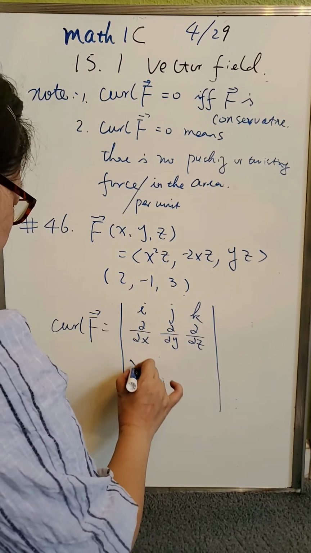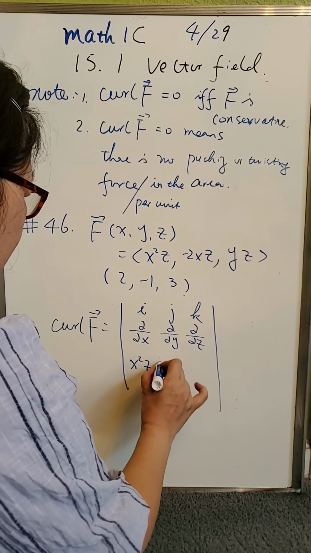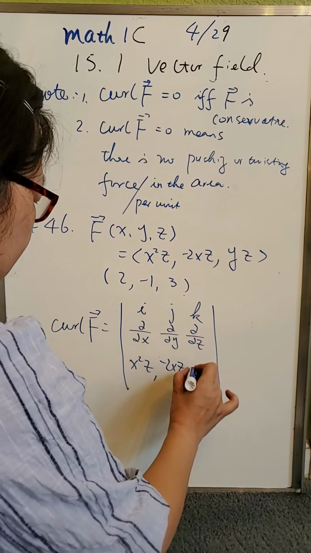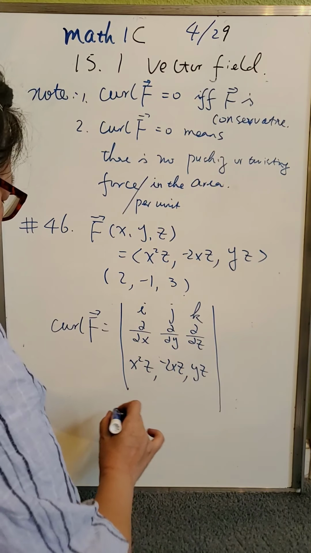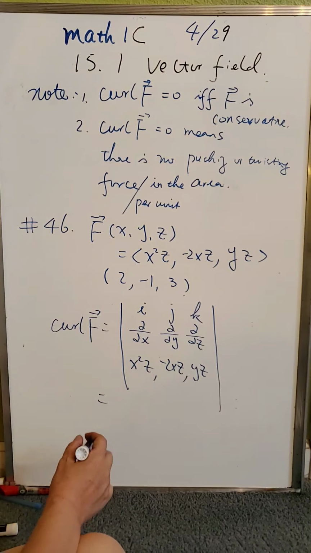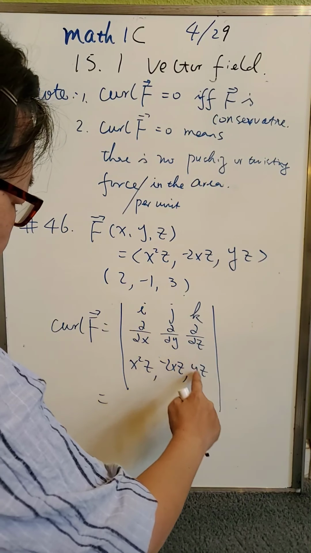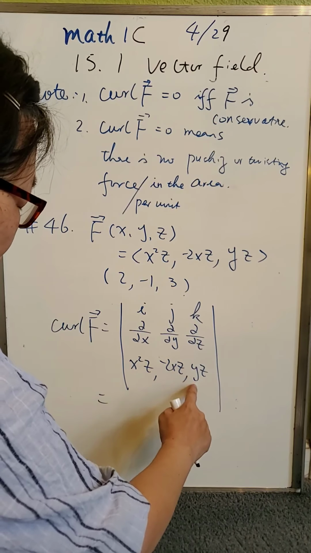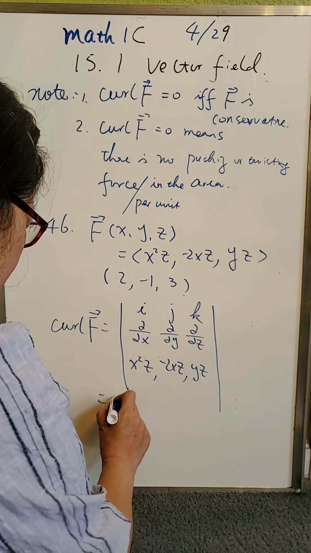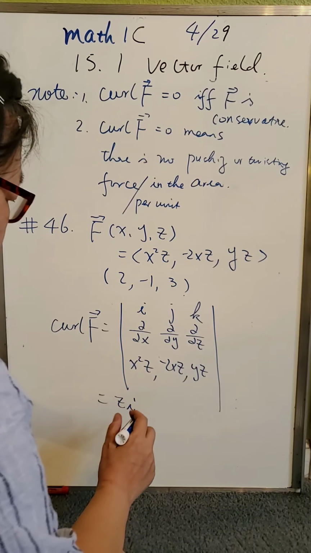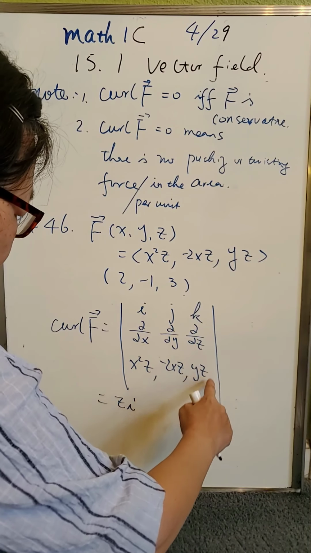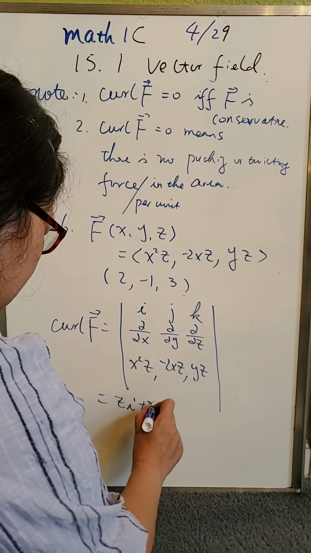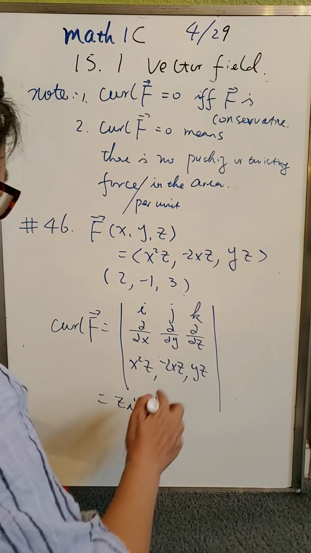And then we put x squared z, negative 2xz, and then yz. Okay, so this is how you do it. You just take the derivative with respect to y here. This means with respect to y, so you're going to get z i. And then now this one comes here, with respect to z, so you have a what? x squared k.